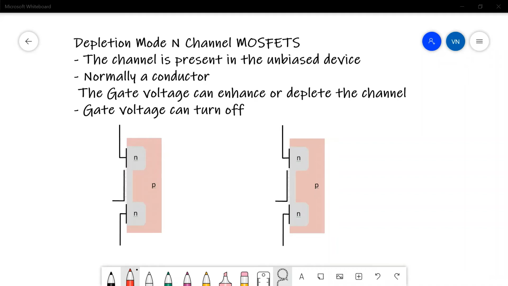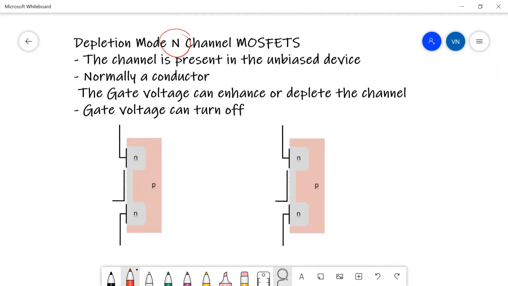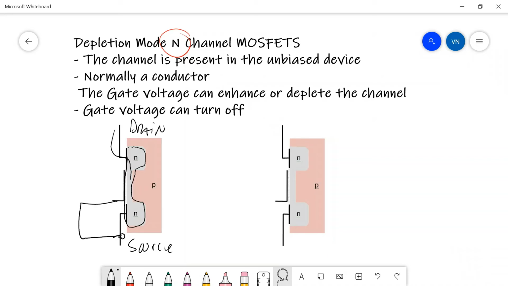So I want to talk about depletion mode FETs, and we'll start off with the N-channel depletion mode FET. Now in this kind of a FET, the channel is already there, so there's already a doped N-type material from the drain to the source, so that even if the gate voltage is 0, so if the gate is shorted out, you will still get current flowing from the drain to the source in its normal operation.